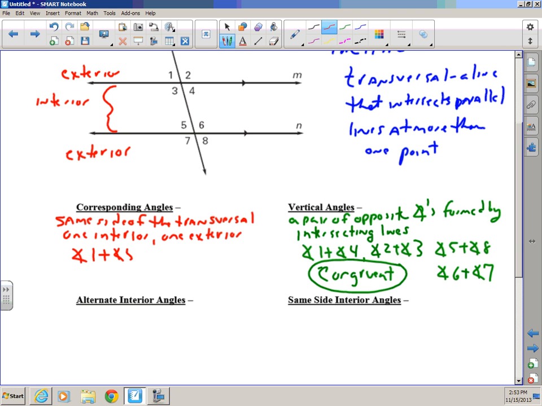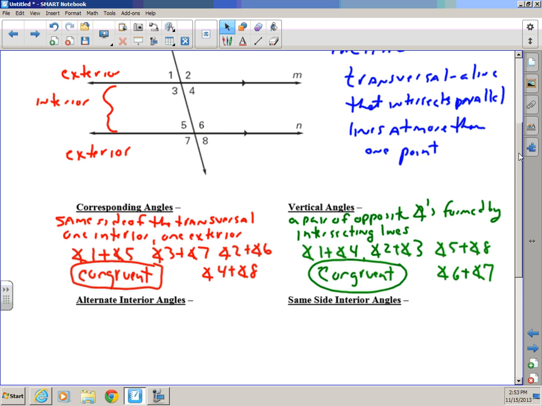Now, somebody might say, well, what about angle 3? Well, we don't need special rules for 3 because we know 1 and 3 form a straight line. Now, who else? 3 and 7, 2 and 6, and 4 and 8. Each of these pairs are congruent to each other. Each angle within the pair is congruent to the other angle in the pair. Okay?